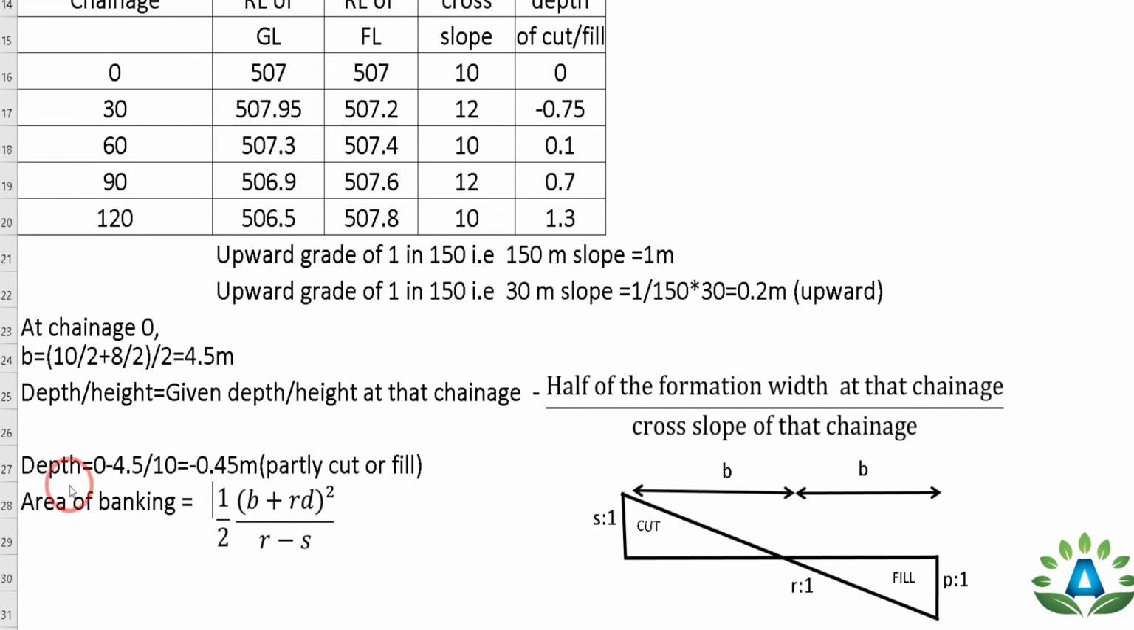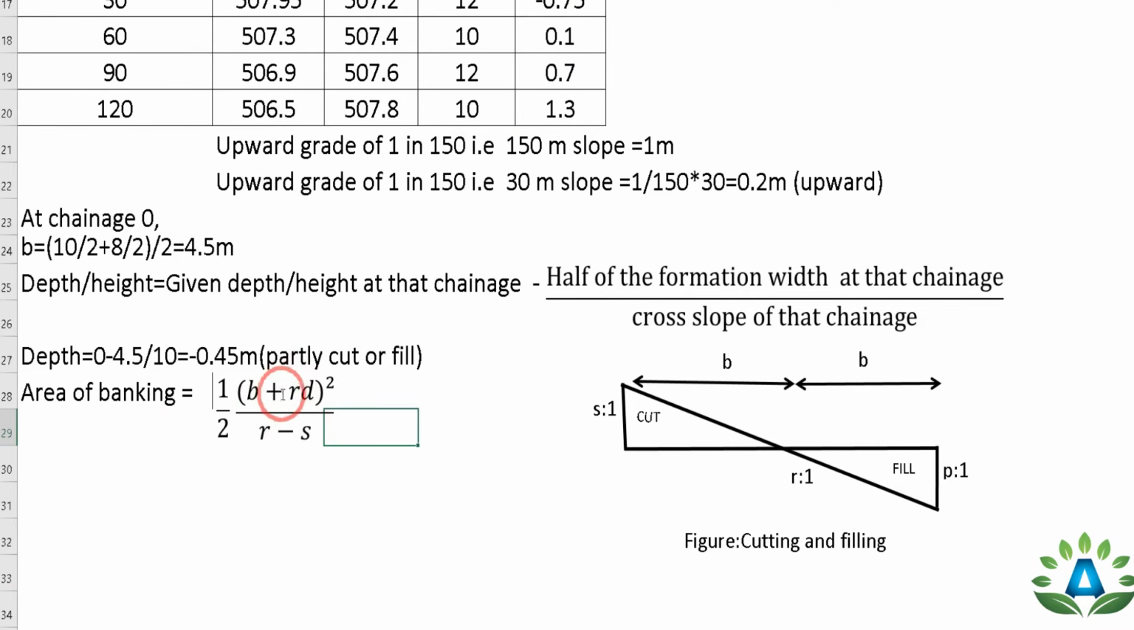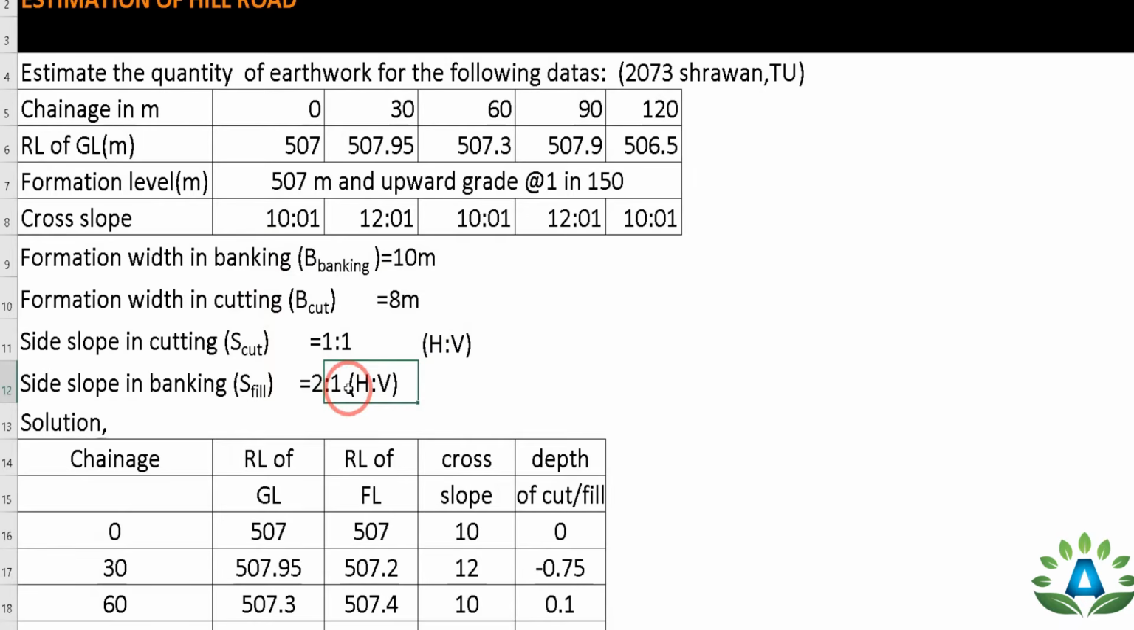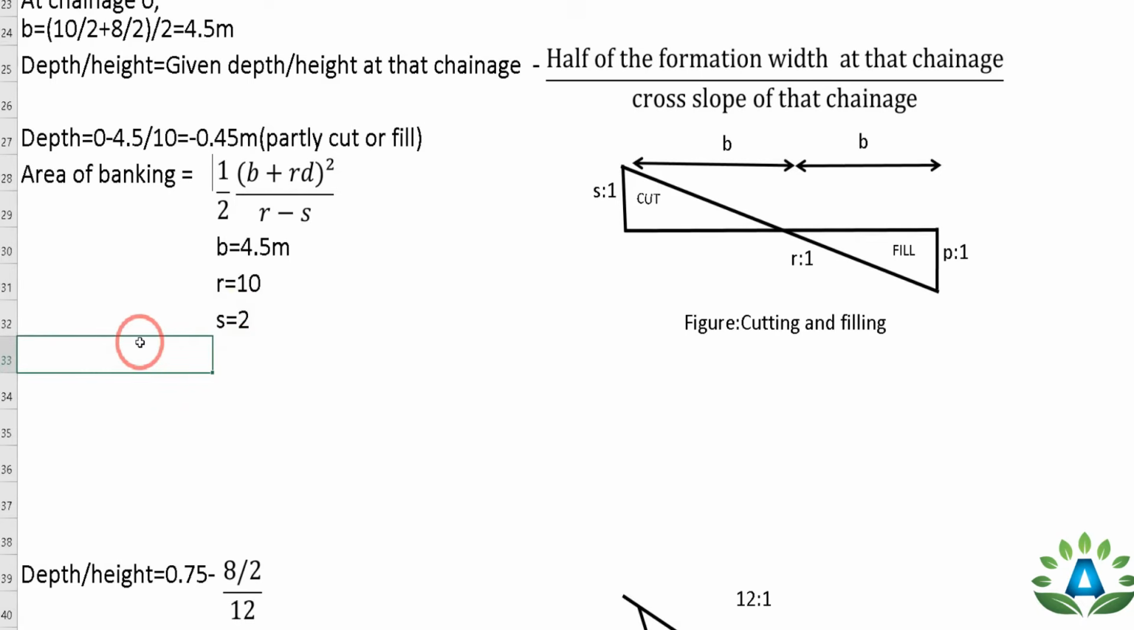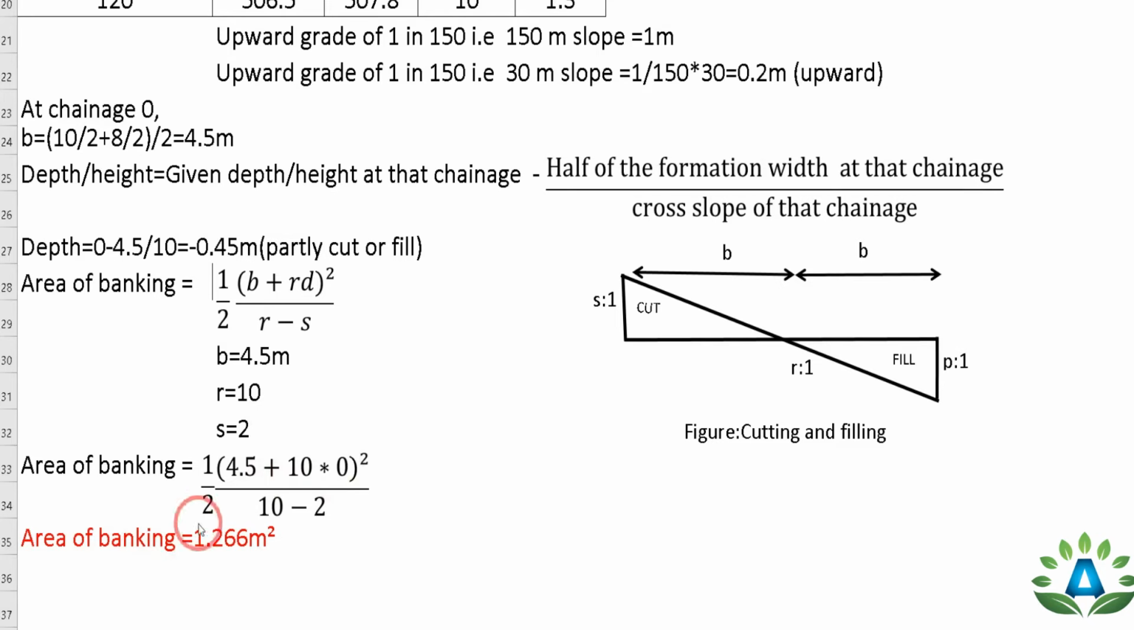So now we are going to calculate the area of banking, and here we can either put plus or minus because d is equal to 0, so it doesn't matter, but this s should be the side slope for banking. So here we have the value of b equals 4.5 meter, cross slope equals 10, and the value of side slope for banking equals 2:1, that is s equals 2. So let's put the value. So here we will get this area of banking as 1.266 meter square.